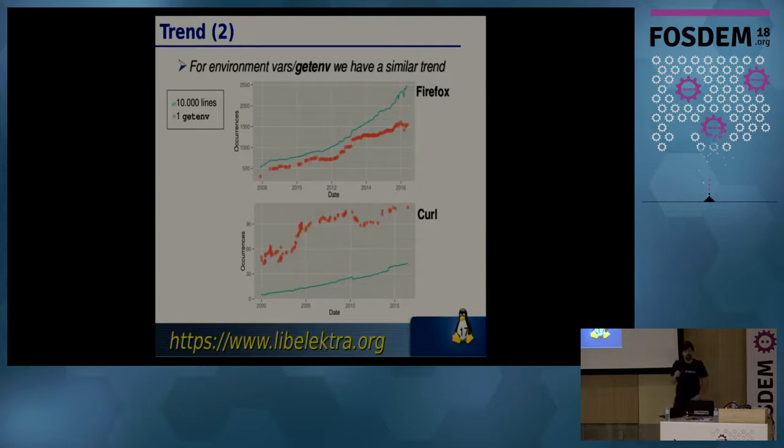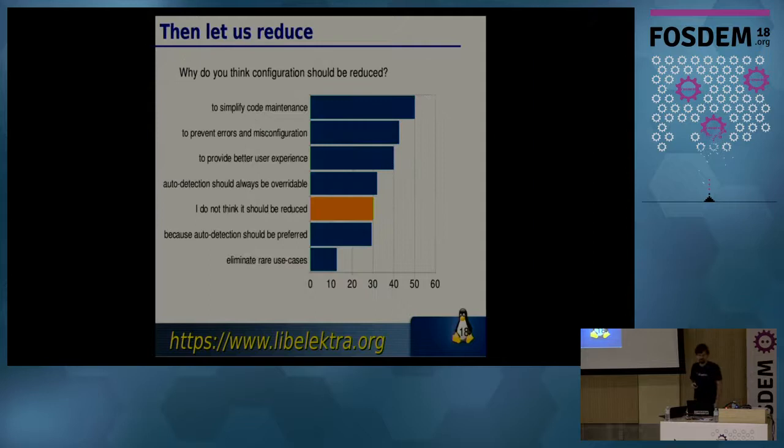Why not simply get rid of rarely used options like suggested? In the questionnaire survey, we asked the question, why not remove the options? 30% answered that configuration should not be reduced at all. And I found it really surprising, because this was a multiple choice question. And if you choose no, you could not say any of the yes reasons. And there were many good yes reasons, or I thought it would be a good reason to say yes. For example, to simplify code maintenance, or because the options are actually not used.